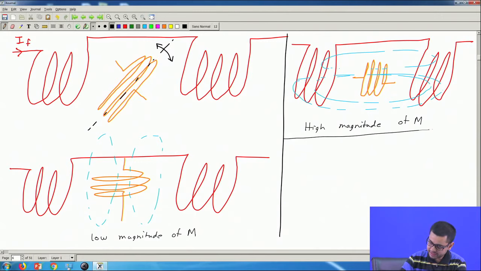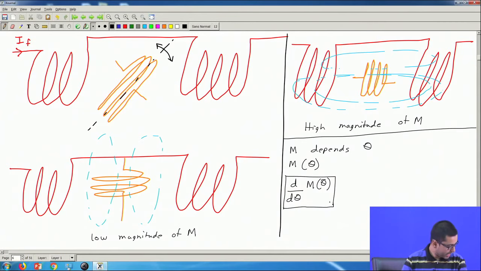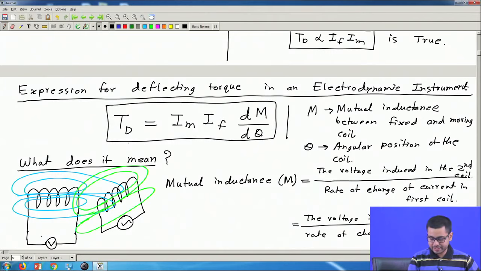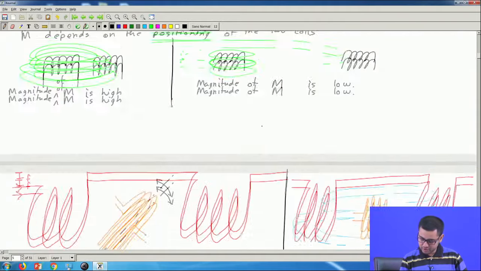So, essentially we see that M depends on the angle between the two coils theta, or the angular position of the moving coil. So, we can write M as a function of theta, right. So, M is a function of theta, and if so, then we can take the derivative dM d theta, and this is what we have in this expression for the deflecting torque. So, the deflecting torque is proportional to Im If dM d theta, where we have studied what is the meaning of this term dM d theta.